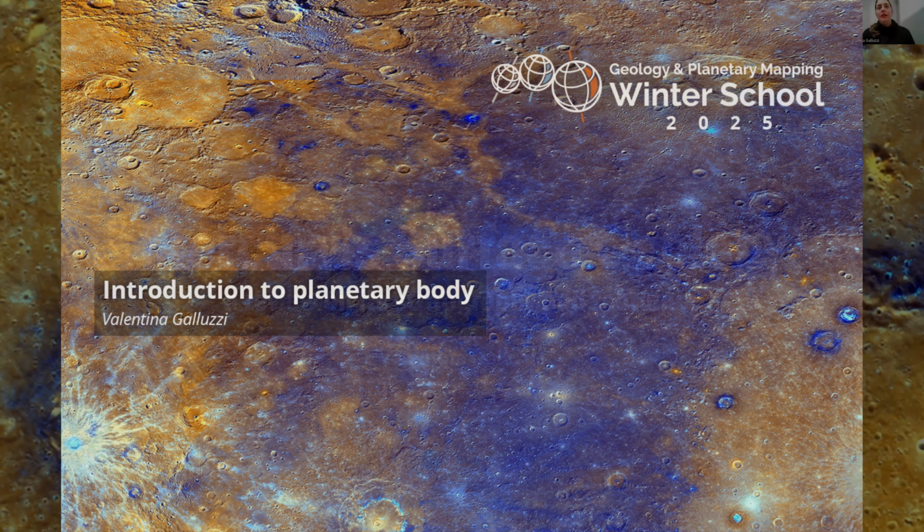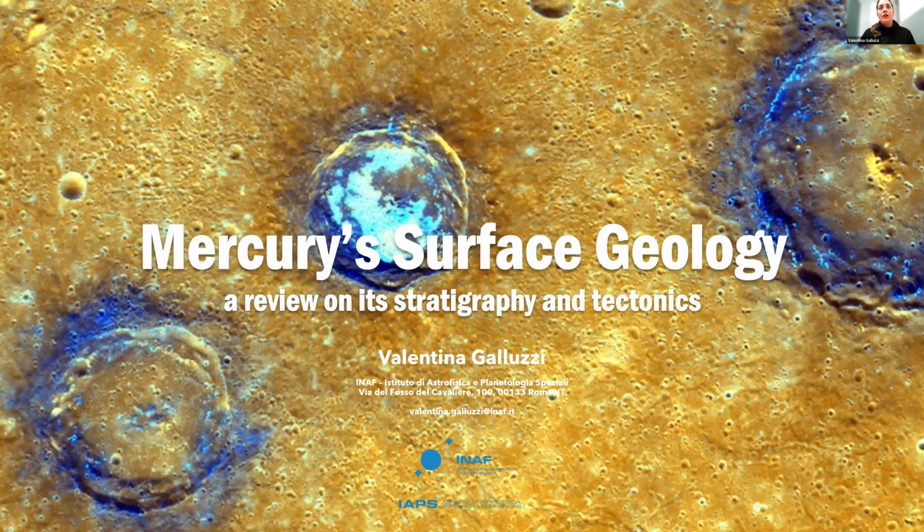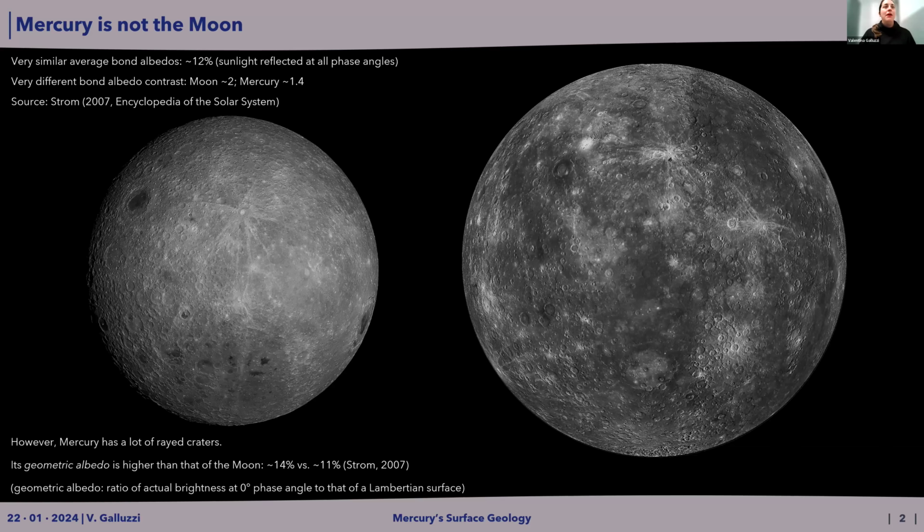I will give you a brief introduction to planet Mercury, especially concerning its surface stratigraphy, tectonics, and geology in general. So let's start looking at Mercury from far. And in here, one of the two bodies is Mercury.